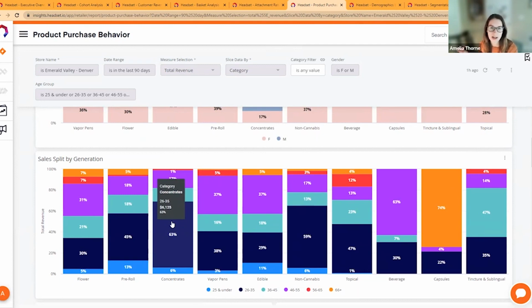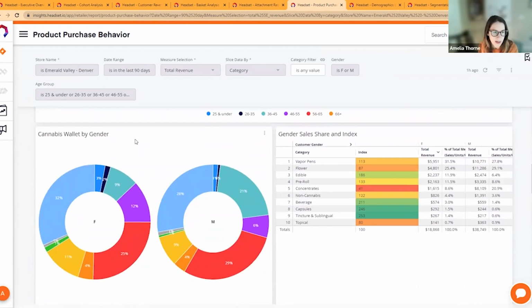Then what we can do in the next dashboard is see when millennial males are shopping, and then do some sort of marketing campaign or text blast to get them into that store and take advantage of that specific deal.